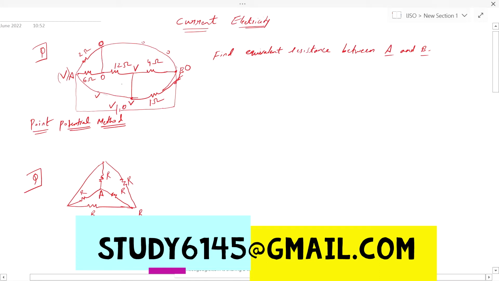You understood how this was 0. This point, there's nothing there. Over here, this point is 0. This is also clear now. Now this is at V potential. So this point will be at V, this point will be at V, this point will also be at V.